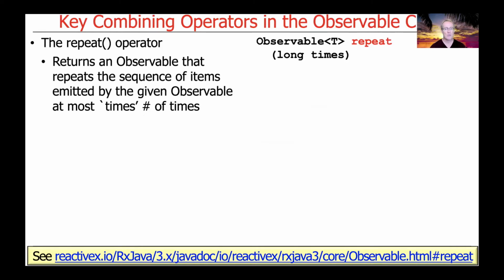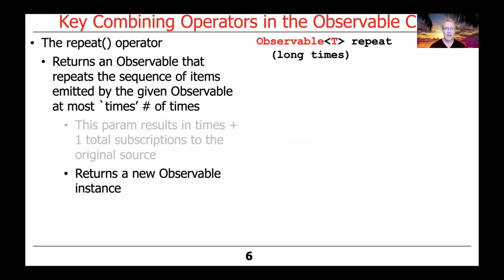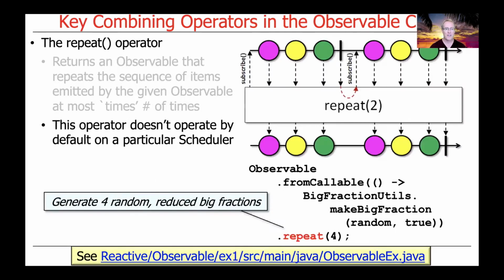This operator returns an observable that repeats the sequence of items emitted by the given observable at most times number of times. This times parameter results in times plus 1 total subscriptions to the original source. As a consequence, using a value of 0 plays the original sequence once. The value that's returned from the repeat operator is the new observable instance. This operator doesn't operate by default on any particular scheduler. What that means is it relies on the context in order to find what thread to run in.